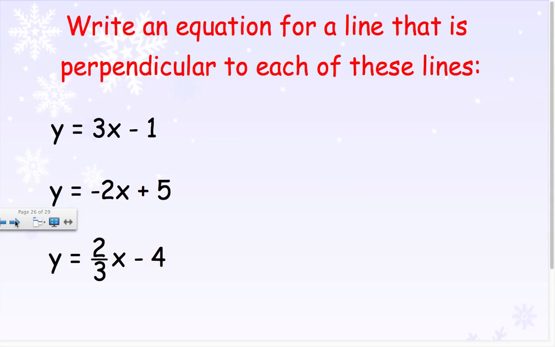Now we're going to write an equation for a line that is perpendicular to each of these lines. So we know if lines are going to be perpendicular, the slopes have to be flipped and changed. So if my slope for this equation is 3, the flip and change would be negative 1/3. Now I also can't have a y-intercept of negative 1, although let's see if that's true.